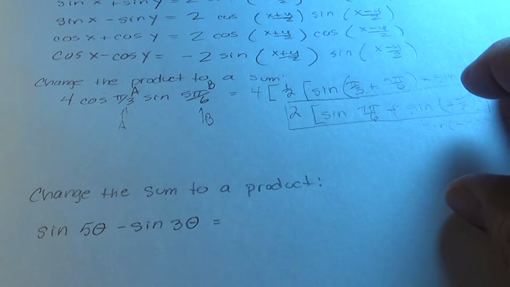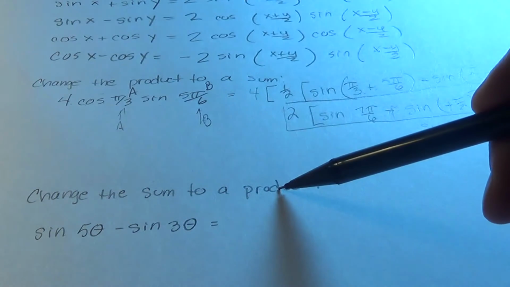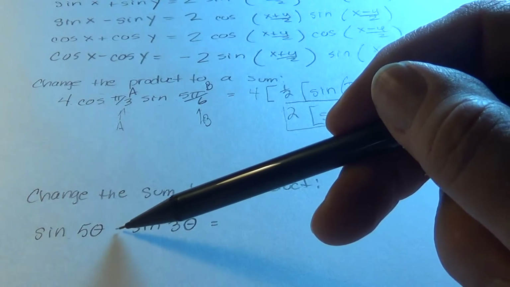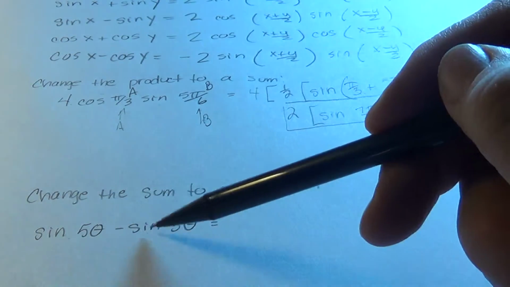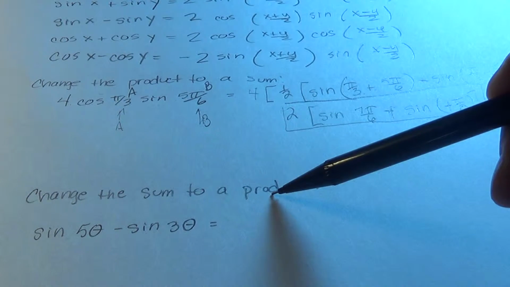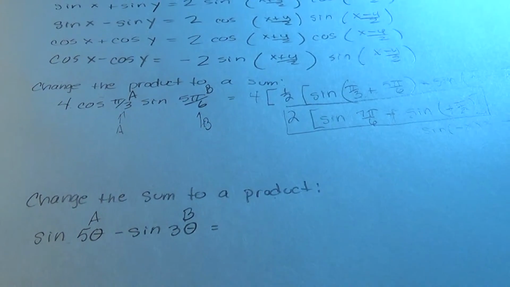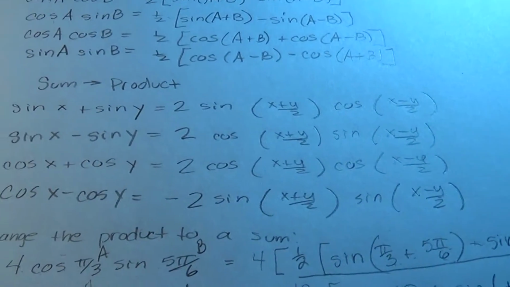Then, on another section, we'll be going the other way, changing a sum to a product. So here we have a sum. Subtraction is a special case of a sum where you're adding a negative number, and we want to write it as a product. So this is my A value and this is my B, so it's just going to be plug and chug. So we go back up to the trig identities that we need for that.